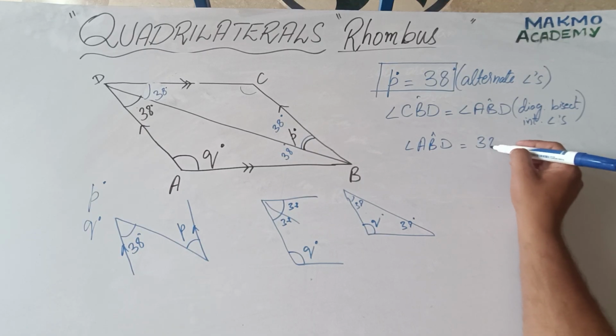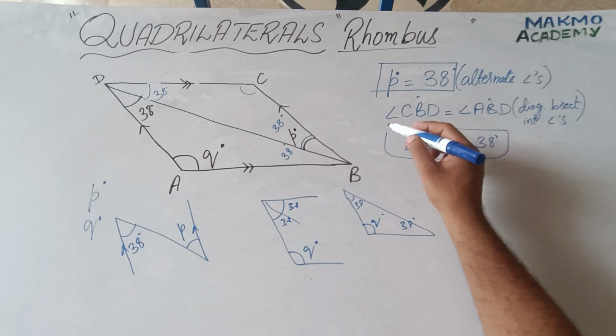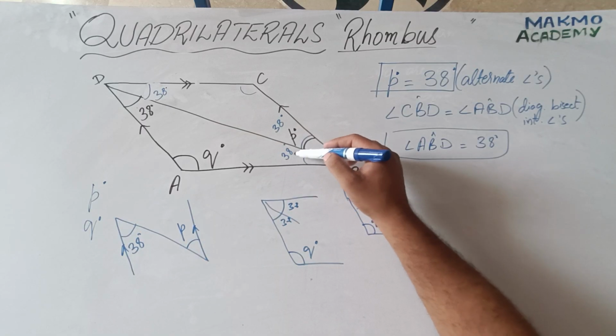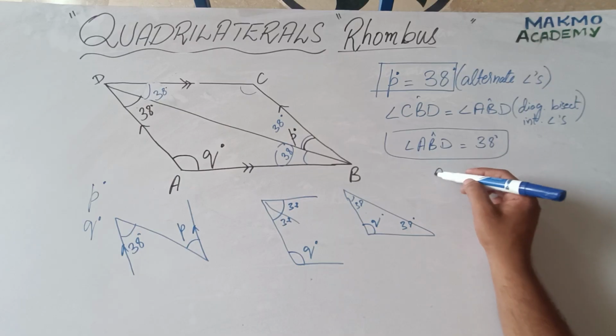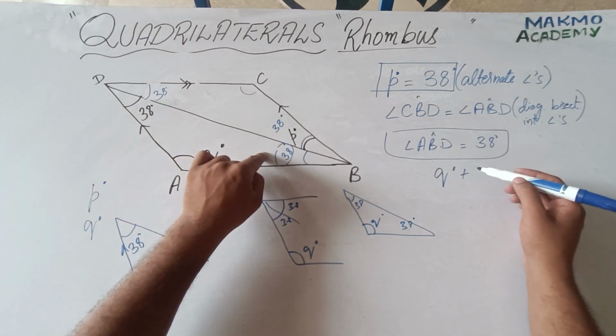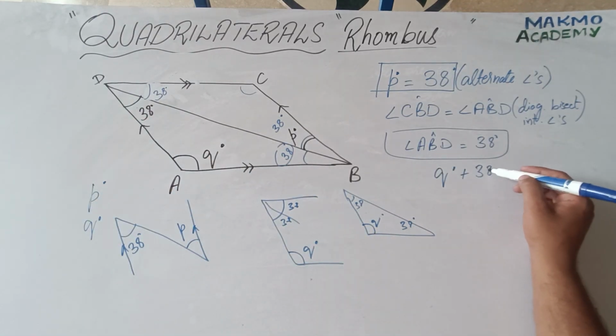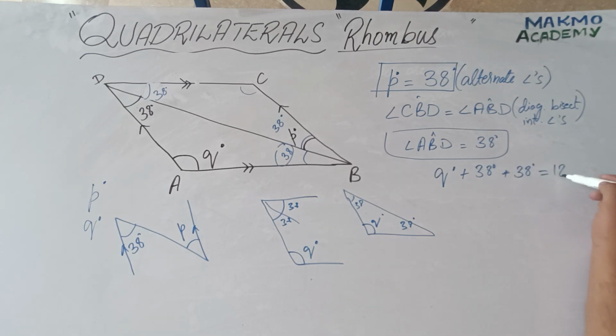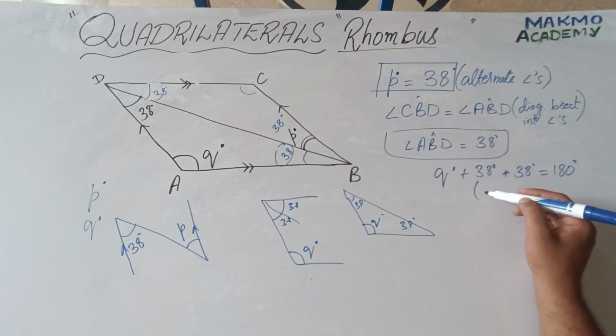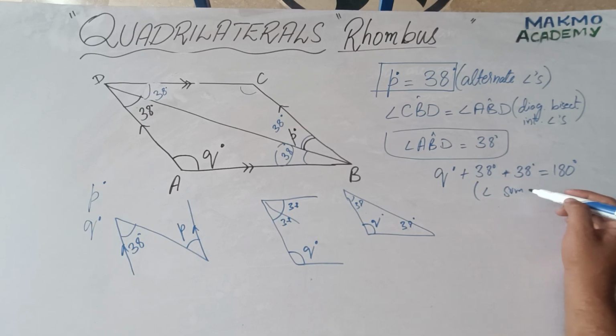I have mentioned this reason, that why I have written 38 over here by this property. Now I will write this Q plus 38 is equal to 180 degrees. Now I would write again a reason: angle sum of a triangle.